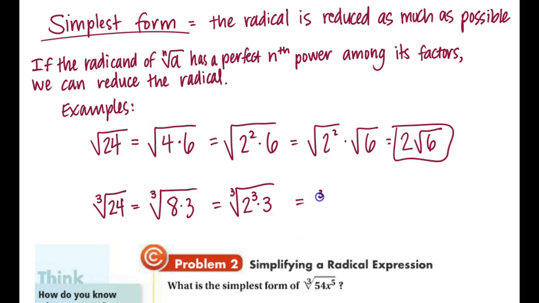And then break that radical apart into the cube root of 2 cubed times the cube root of 3. And just like the previous example, when you take the cube root of 2 cubed, you just get 2. And then we cannot reduce the cube root of 3, so that just comes over. So that means our simplified form of the cube root of 24 is 2 times the cube root of 3.